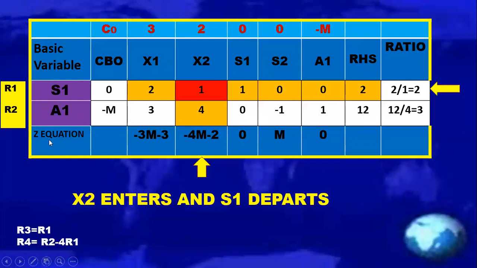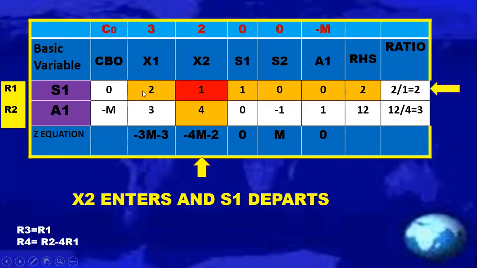Now get the z equation. How do you get the z equation? It is the summation of the coefficient of the basic variable multiplied by the respective column: CB into x1 of the first row plus CB into x1 of the second row, minus the coefficient that is present in the objective function at that column.